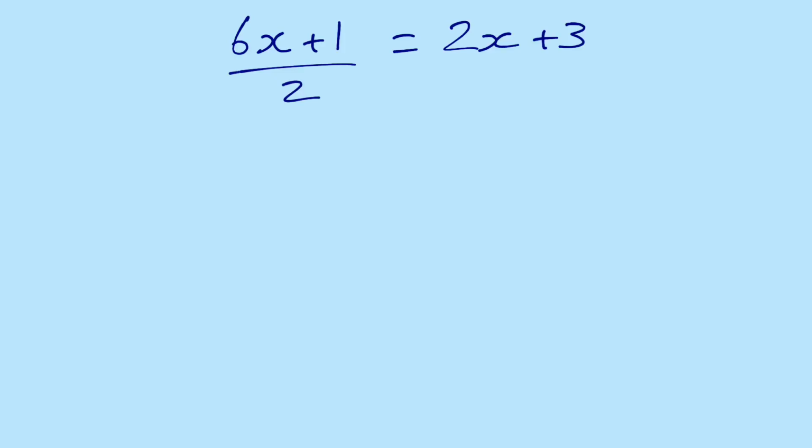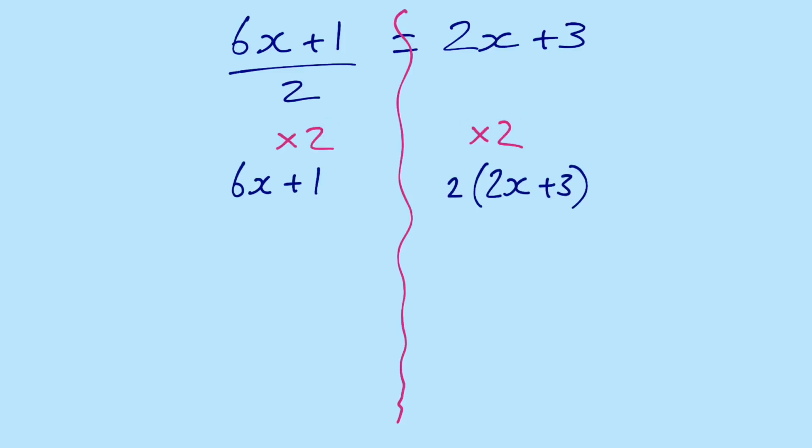So here we have another example. The first thing I'm going to do is draw a line down the middle. Then to get rid of the divide by 2, I'm going to times both sides by 2. So timesing this by 2, I'm left with just 6x plus 1. And then 2x plus 3 times 2 is 2 brackets. Don't forget brackets means multiply by 2x plus 3. Now, as mentioned in the last example, instead of going from this stage to this stage, I could go straight from here and times each of these terms by 2 and get 4x plus 6.